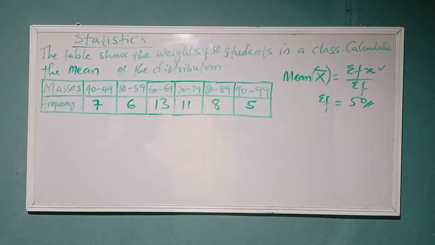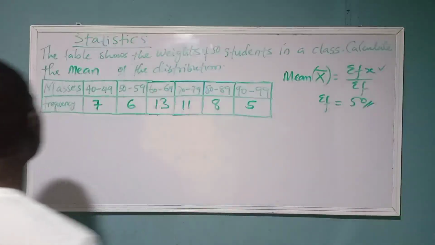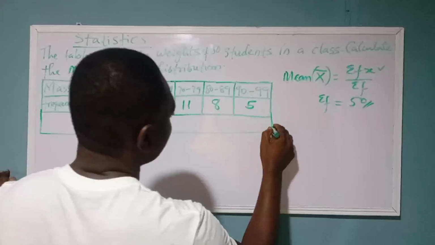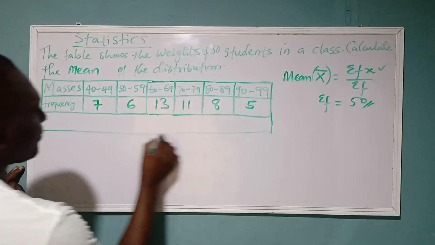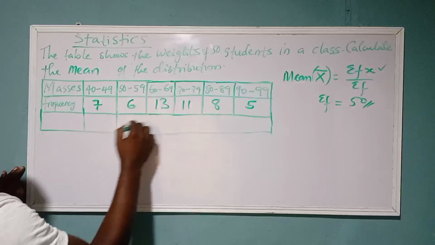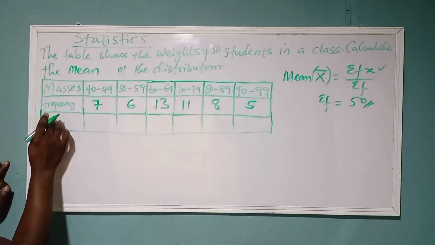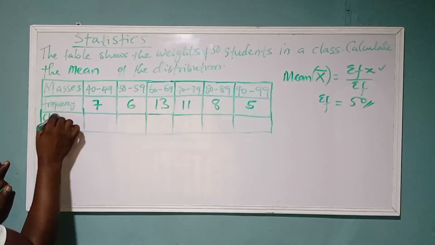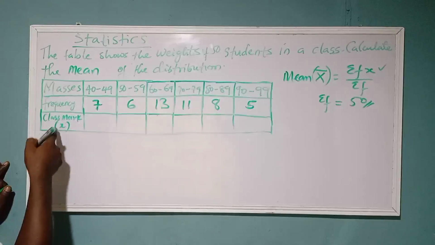Now, how do you work out fx? First, you need to even look for x, and this x is called a class mark, right? So you add up another portion of this table, and then you get your x value with it. All right, so let's see how to get our x value. So at this portion, I can call it class mark, and then I put my x. So class mark represent x, right?